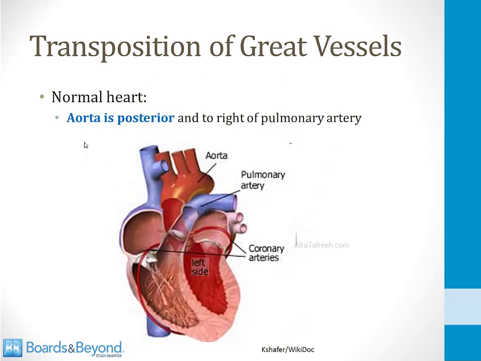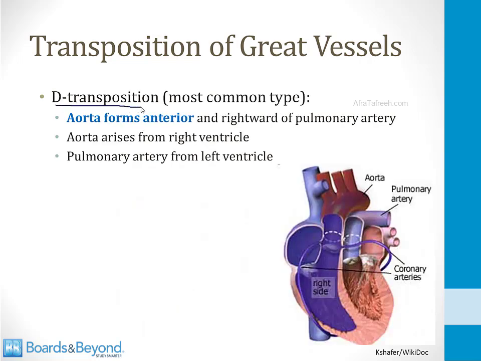The most important thing for you to know about this condition for Step 1 of the boards is the relative position of the aorta to the pulmonary artery. So in a normal heart, as is depicted on the screen here, the aorta is posterior and to the right of the pulmonary artery. You'll notice in this picture that the pulmonary artery goes over the top of the aorta. This makes the aorta posterior and slightly rightward compared to the pulmonary artery.